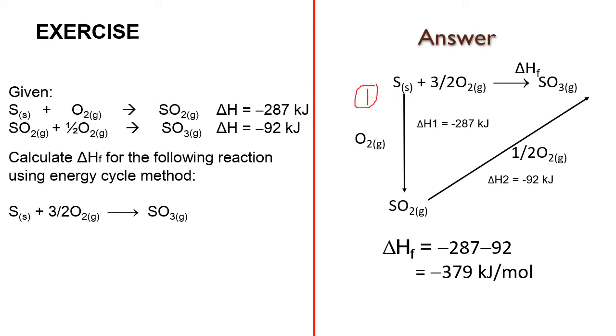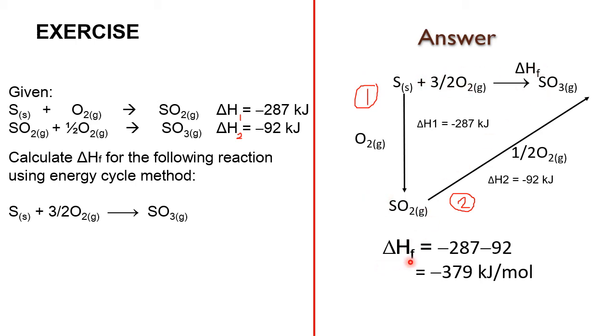This is enthalpy 1. Sulfur reacts with oxygen to produce sulfur dioxide. Then this one is enthalpy 2. Enthalpy 2, sulfur dioxide reacts with half mole of oxygen to produce sulfur trioxide. So based on the vector concept, the first equation plus the second equation equals the enthalpy of formation.